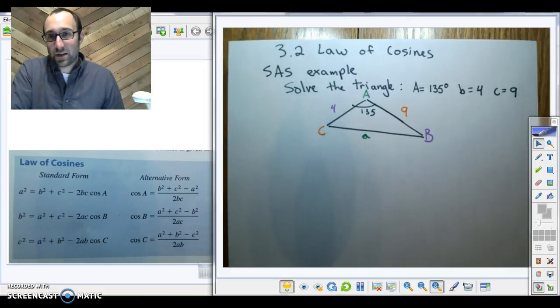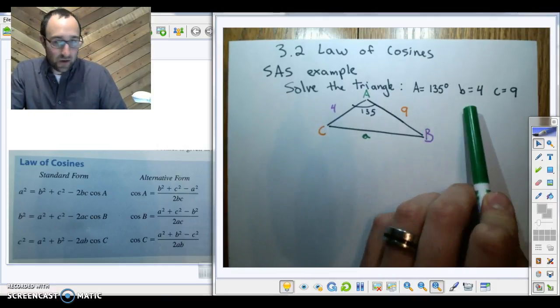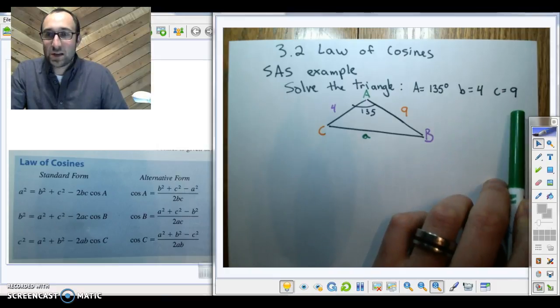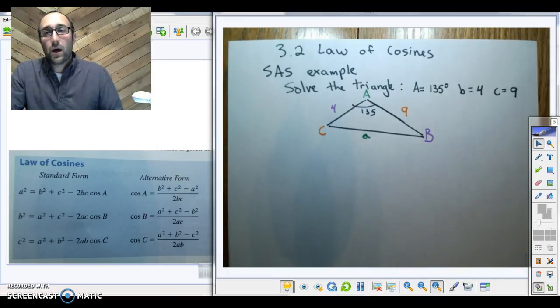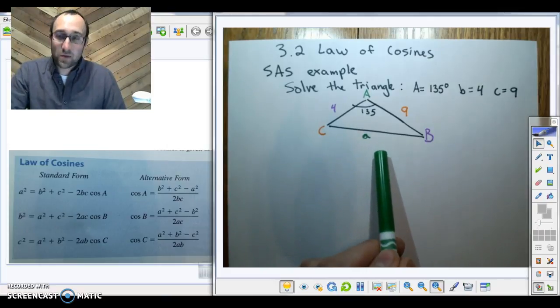Alright, hey everyone, this is side angle side example for 3.2 law of cosines. Here it says, solve the triangle. A is 135 degrees, B is 4, and C is 9. Now, what I would look for is, I'm hoping for law of sines, right? That's what I want to use. It's a lot faster than law of cosines, a lot easier.